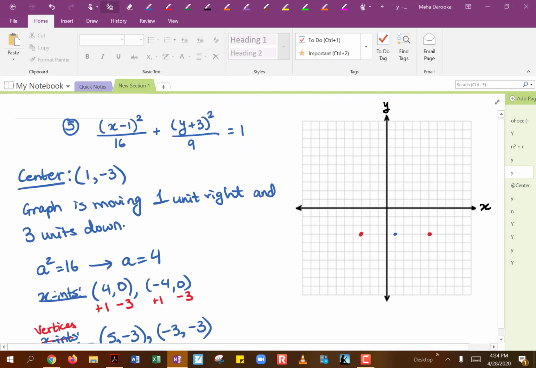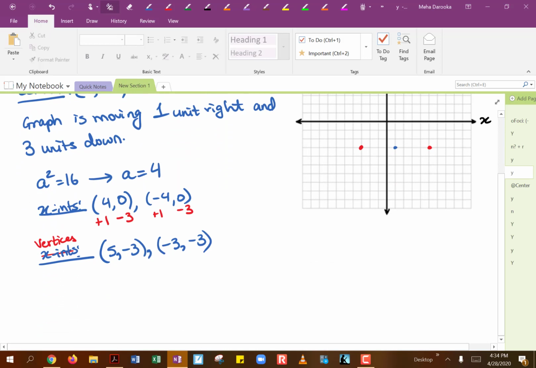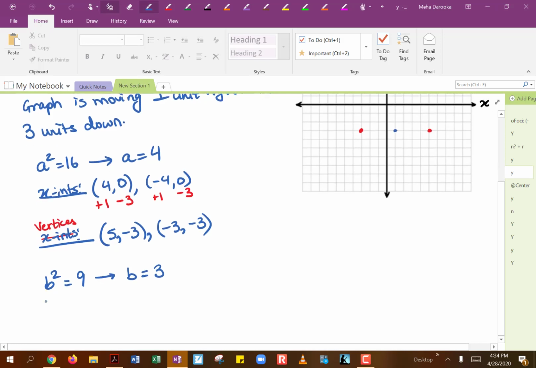The y-intercepts will come from the b square value. So b square is going to be 9. Okay, so b square equals 9, which tells us b is going to be square root of 9, which is of course going to be 3. So those would have been the y-intercepts if our ellipse was centered at 0, 0. And y-intercepts would of course be 0, 3, and 0, negative 3.